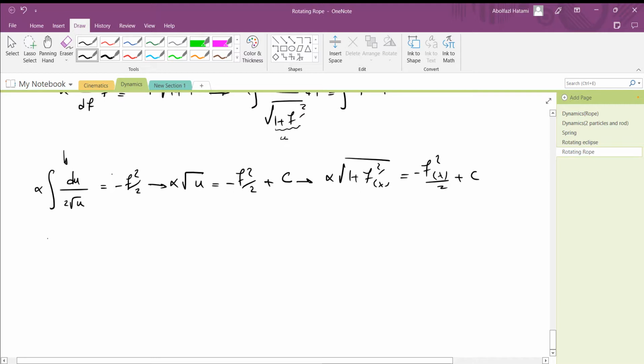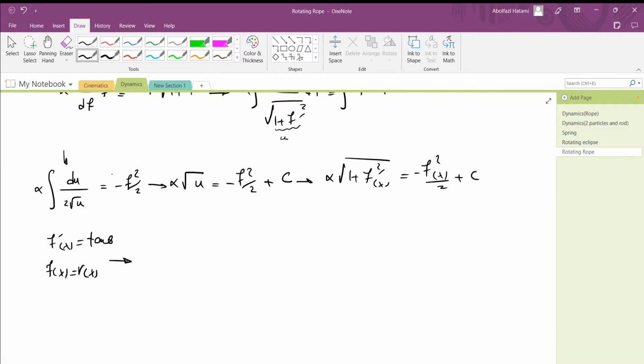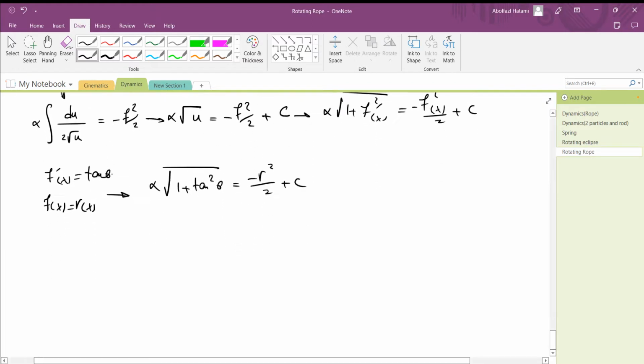But we know that f prime of x was just tangent of theta, and f of x was nothing but r. If we replace our equation with these two assumptions, we will understand that alpha radical 1 plus tangent squared of theta is equal to minus r squared over 2 plus c. And we understand here that it is alpha over the absolute value of cosine theta is equal to minus r squared divided by 2 plus c.